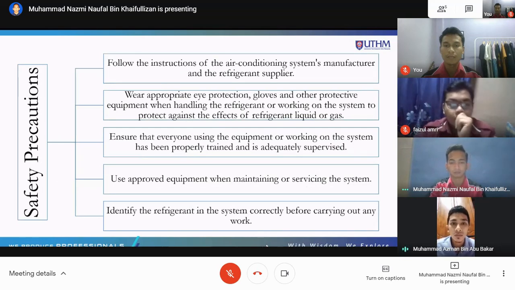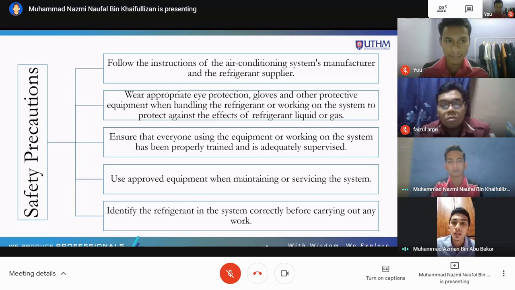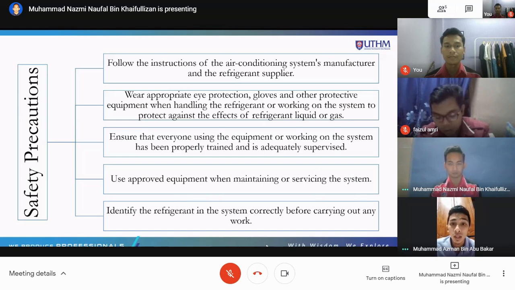Okay, next for the safety precautions. First, follow the instructions of the air conditioning system manufacturer and the refrigerant supplier. Second, wear appropriate eye protection, gloves and other protective equipment when handling the refrigerant or working on the system, to protect against the effect of refrigerant, liquid or gas.